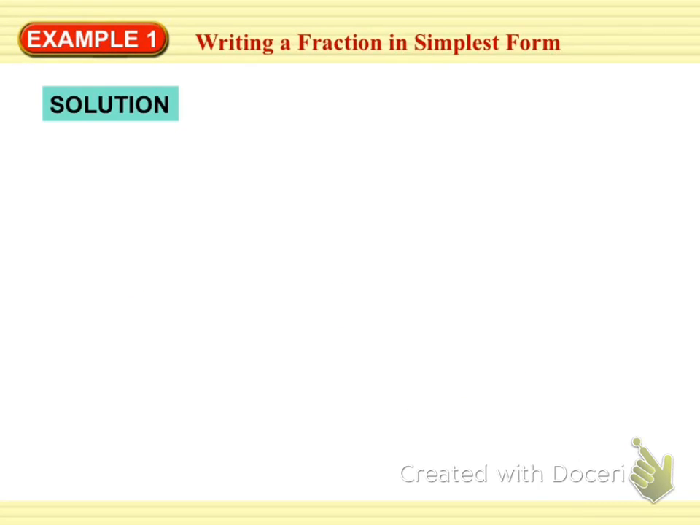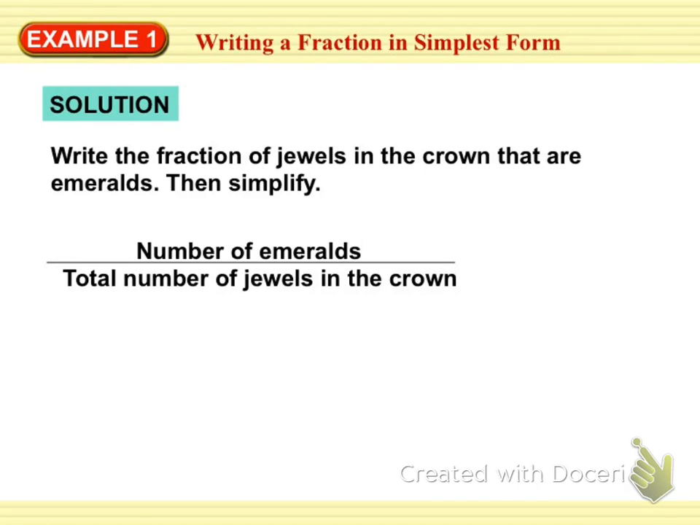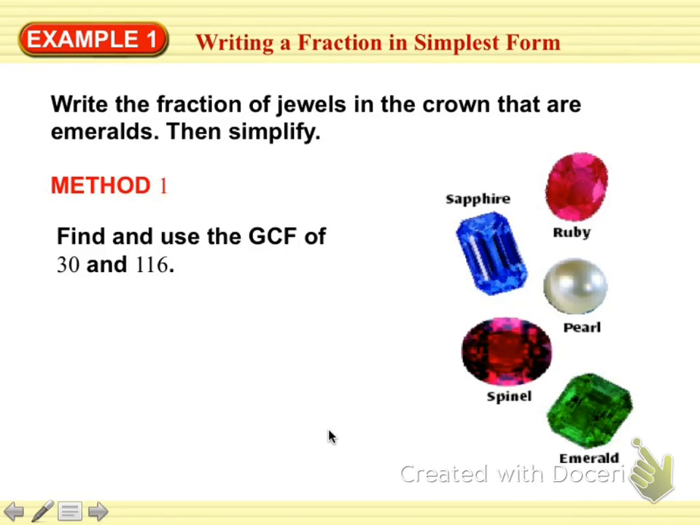So writing the fraction of jewels in the crown that are emeralds, and then simplify. We have the number of emeralds to the total number of jewels in the crown, so 30 over 116. Method 1 will use the GCF of 30 and 116. So we first find the greatest common factor. You could use the upside down cake.